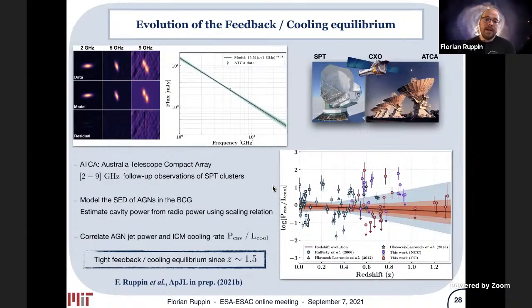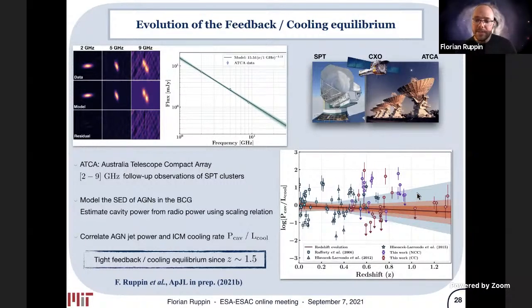And finally, we are adding some radio information to the picture using the data from the Australian Telescope Compact Array that you can see here. By fitting the radio signal that we find in the AGN at the center of the BCGs of those clusters, we can estimate the spectral energy distribution of those AGN. And from these SEDs, we can estimate the AGN jet power that we find in this cluster and correlate it to the ICM cooling rate that we can estimate from the analysis of the X-ray and the SZ data.